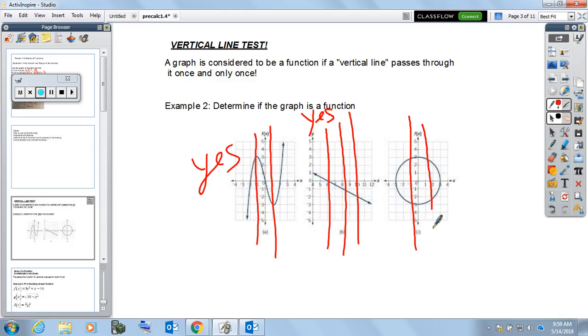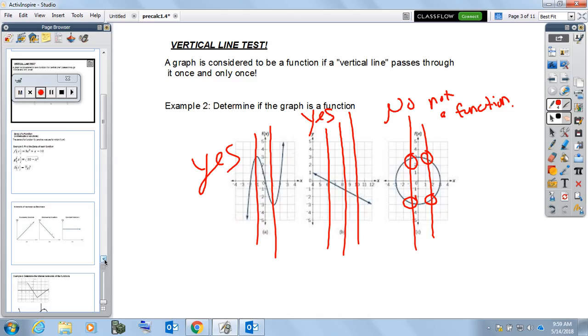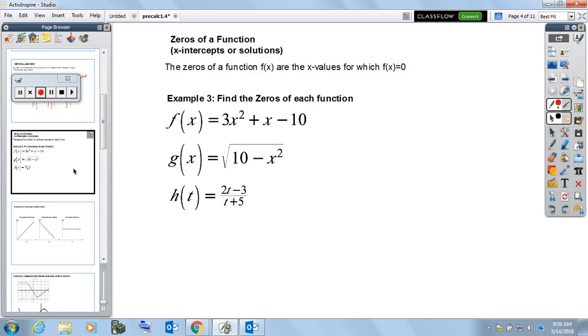But then take a look here. What happens? We end up getting ourselves a double cross. So no, not a function. All right. So it's great to utilize this little test to see by a graph if it is in fact going to be a function or not. And you're going to start really realizing some patterns as you go through some of these. So I'm not going to spend a whole lot of time on the vertical line test. What I want to dive into a little bit here today is a recap of zeros of a function.